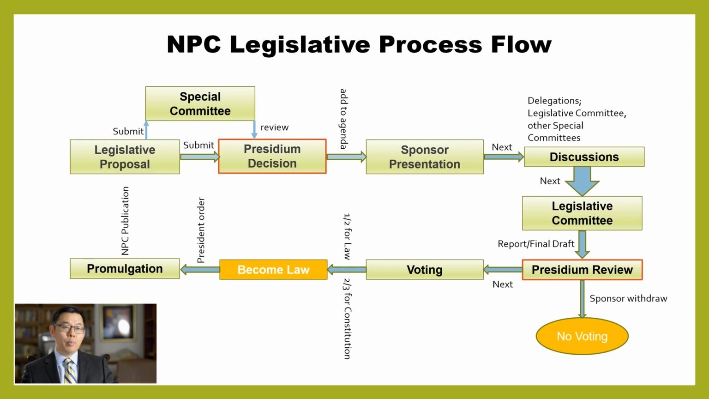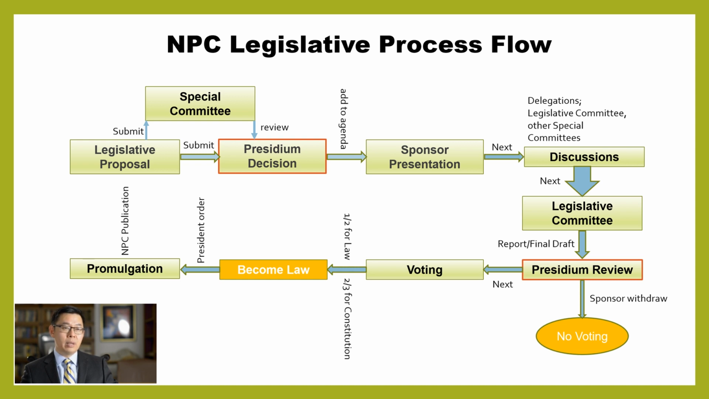The sponsor makes a presentation in the Assembly to explain the legislative proposal. Step 4. The legislative proposal is discussed by all delegations, the Legislative Committee or other special committees. Step 5. The Legislative Committee collects all opinions and comments from the discussions by each of the delegations and special committees, and then makes a report and produces a final draft.